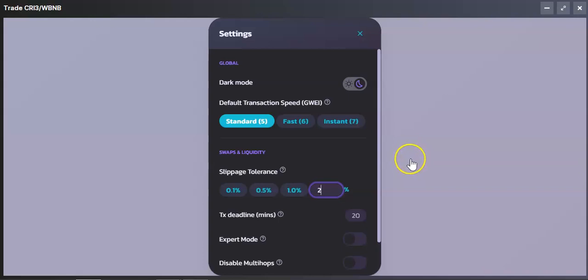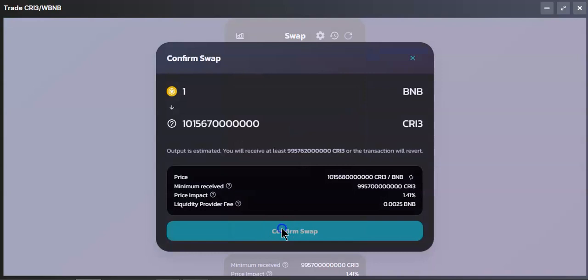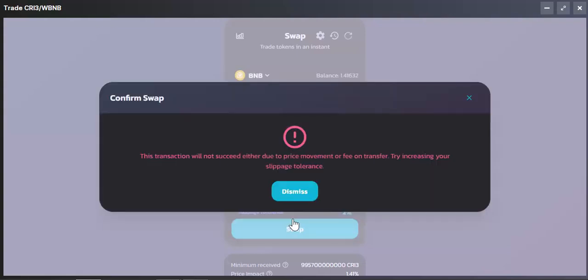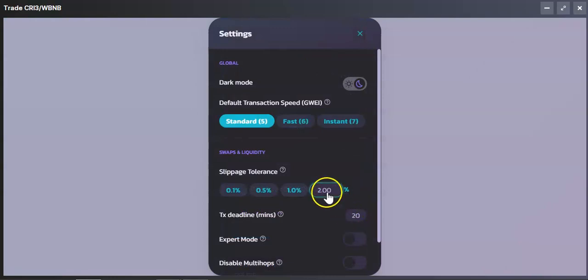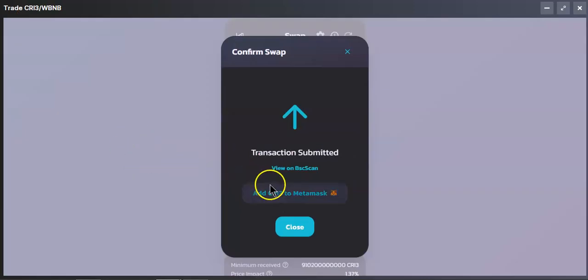So let's test this trade, okay? I'm gonna put 2% slippage on a buy and let's see if it works. If it doesn't work, all we gotta do is increase that slippage. Okay, it does not work with 2%. Let's try 3%. That's why I like PooCoin, because with PooCoin it adds an automatic slippage. Okay, just made that purchase.